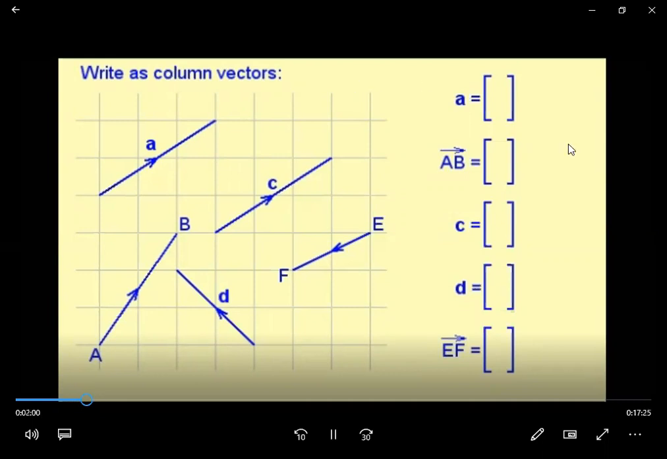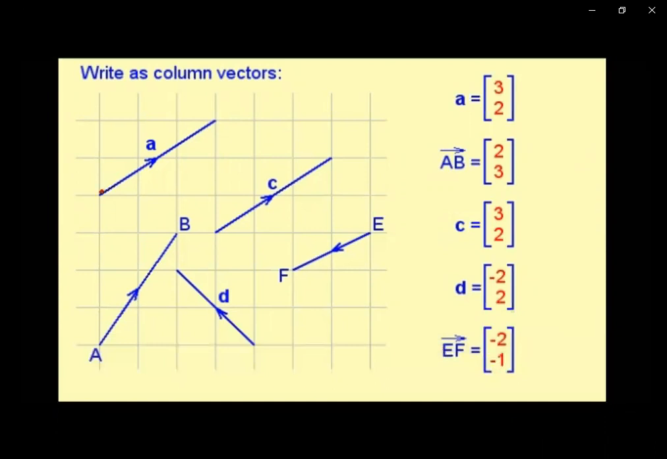Here are the answers. Notice the use of negatives on these two. We can also see, looking at the diagram, that vector A and vector C are the same, and we can see this in our column vectors as well. They're both 3, 2.